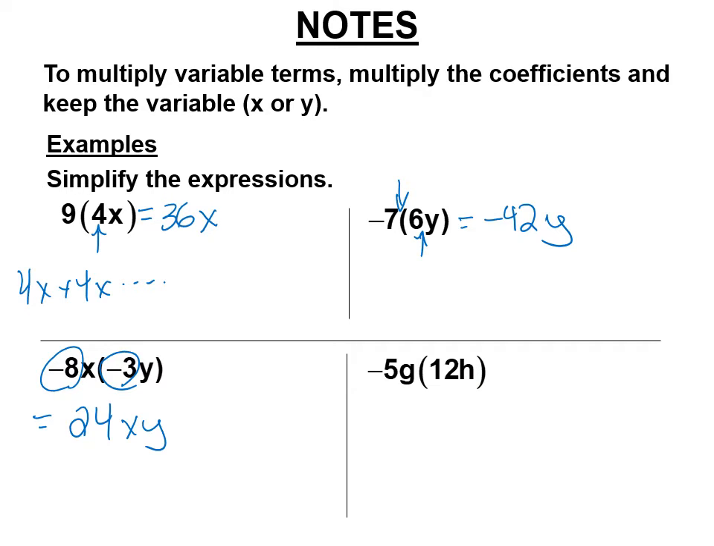And, you know, we usually use x and y, but it doesn't have to be. Negative 5 times 12 is negative 60. Keep g and h. Negative 60gh. Negative 60 times whatever g is times whatever h is.